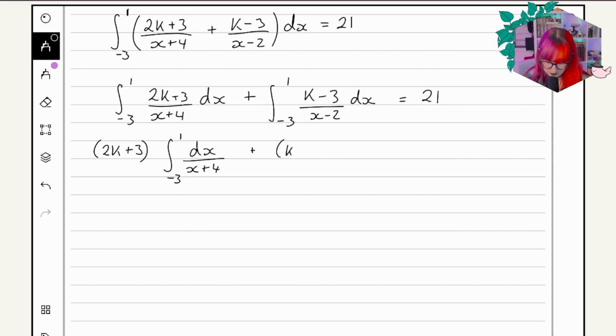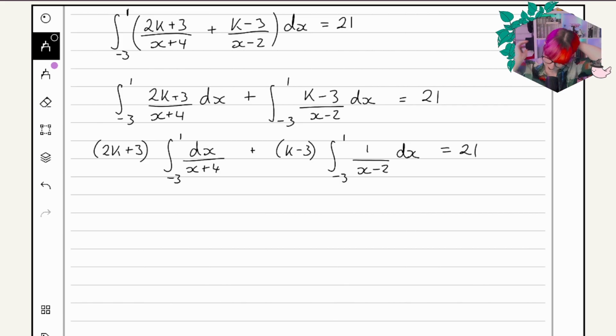And similarly here, k minus 3, that's just a number. Minus 3 to 1, 1 over x minus 2 dx. Here I've written the dx over x plus 4, and here I've written 1 over. These are the same thing. Just sometimes if we're feeling lazy, we don't write the 1 over and we just shift the dx in a bit. But they're exactly the same thing. They're 1 over those terms.